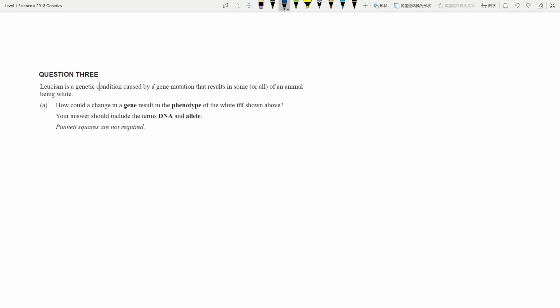All right, so let's have a look at this one. We're looking at gene mutation. How could a change in a gene result in a different phenotype within the white tui? And then you should include the terms DNA and allele. So you need to explain what those words are.